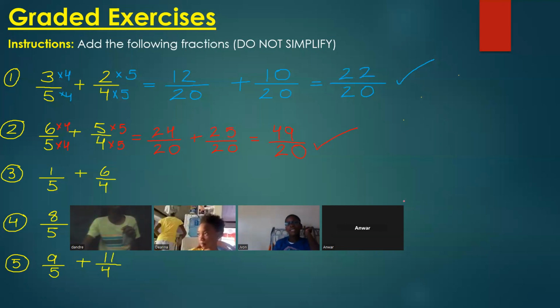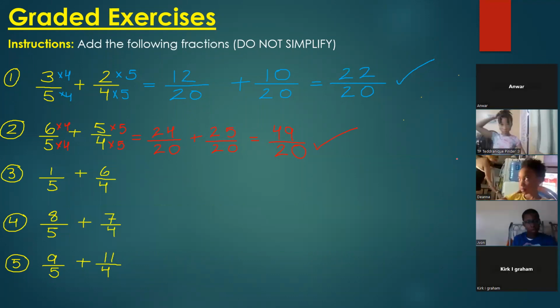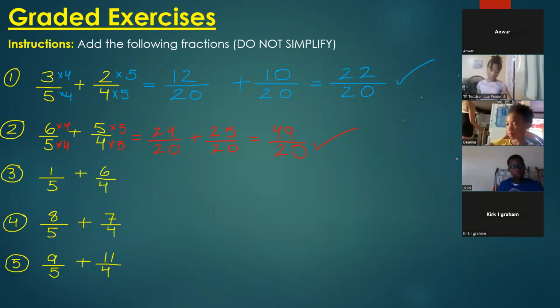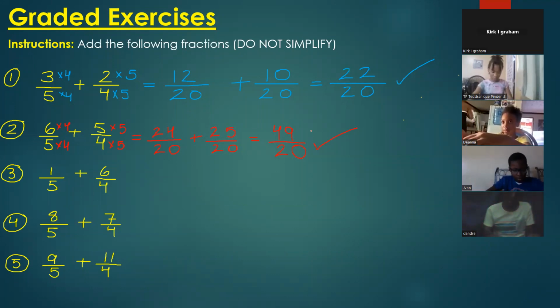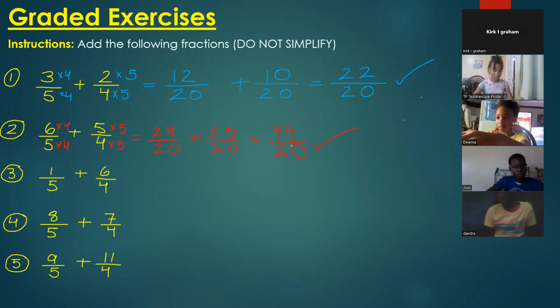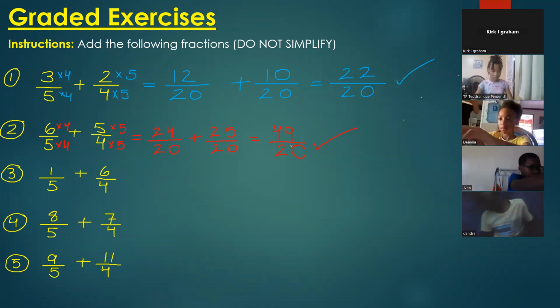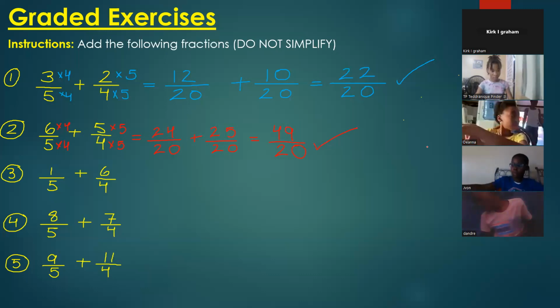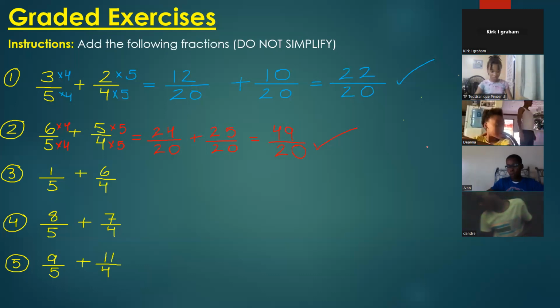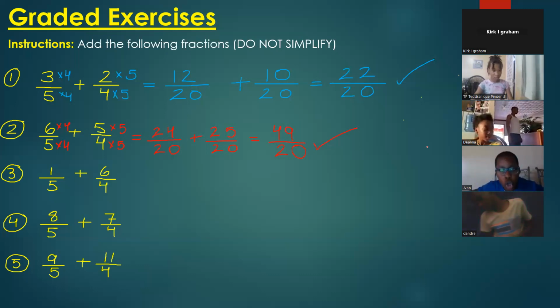Anwar, did you get 49 over 20? Yes, sir. How about you, Kirk? Kirk Ingram, did you get 49 over 20? Yes, sir. Did you get 49 over 20? Do you hear me? I can hear you now. Say it again. Did you get 49 over 20? I did. Okay. Excellent.